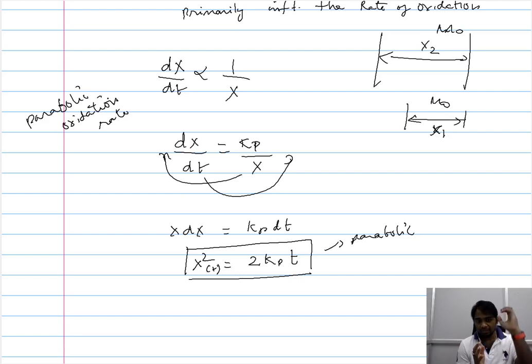So you have linear oxidation rate, wherein the diffusion of ions within the metal oxide is instantaneous, it is so fast that it doesn't contribute to the rate of oxidation. And exactly opposite to it, you have parabolic oxidation rate, wherein the rate is entirely governed by the diffusion of oxygen within the metal oxide, and from that you end up with this relation here.